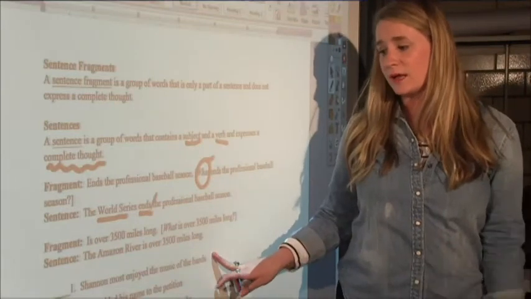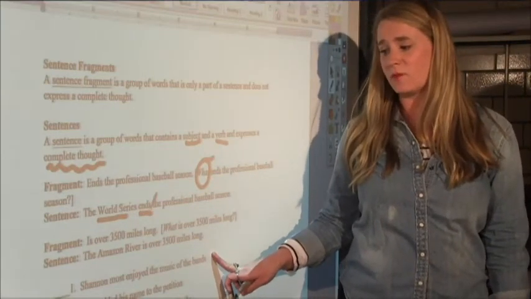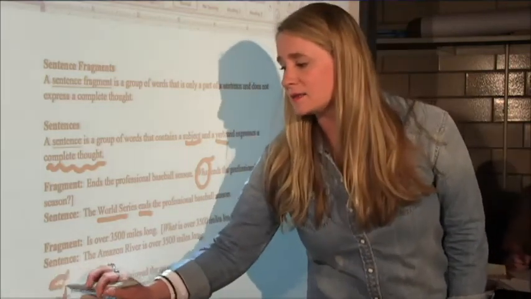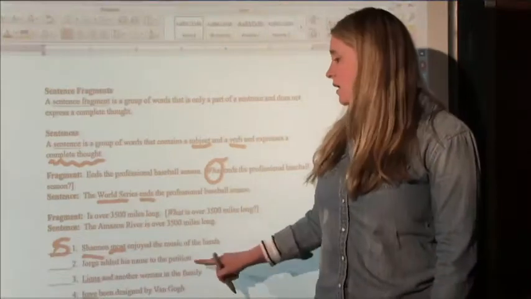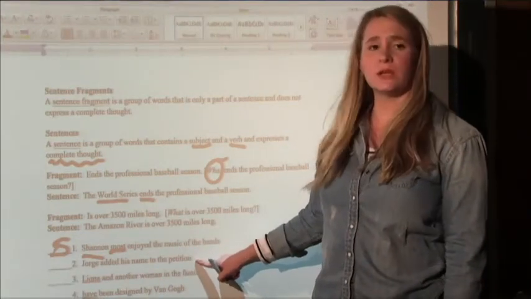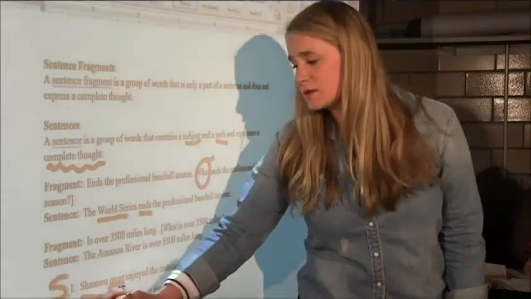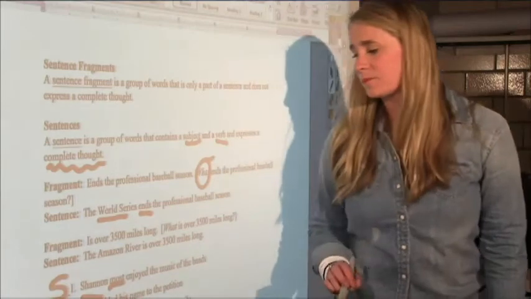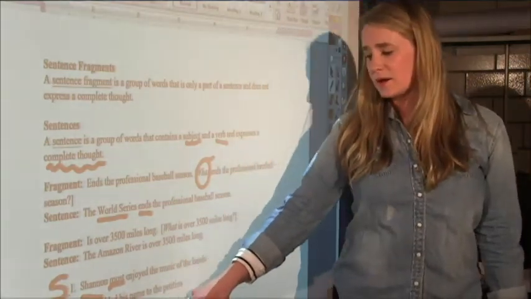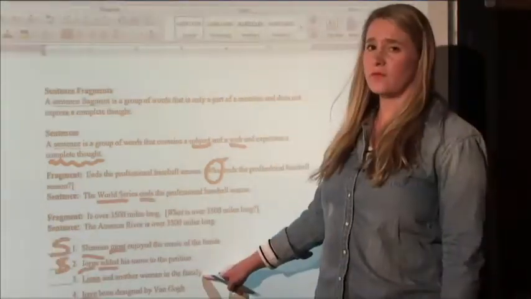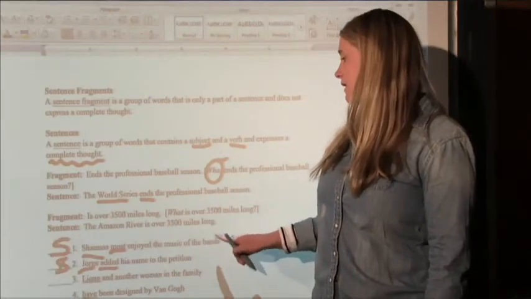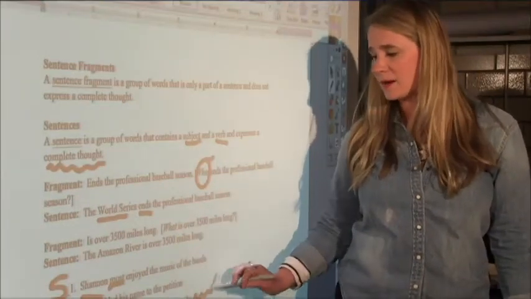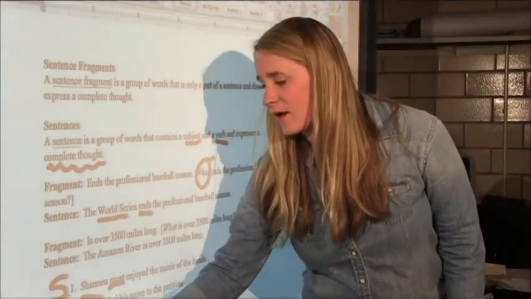So here's an example here. Shannon most enjoyed the music of the bands. We have a subject, Shannon, we have a verb, enjoyed, and that is a complete sentence. George added his name to the petition. We have a subject, George, we have a verb, added, that makes it a complete sentence. The third one, Leona and another woman in the family, there's no verb. And you probably were asking, what? What did they do? Leona and another woman in the family. You would have to add more there, so that is a fragment.